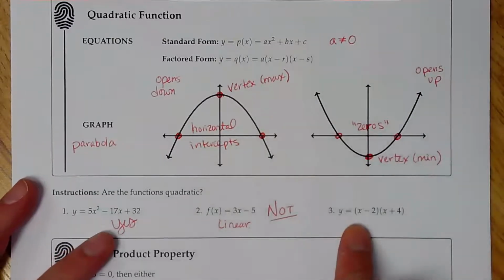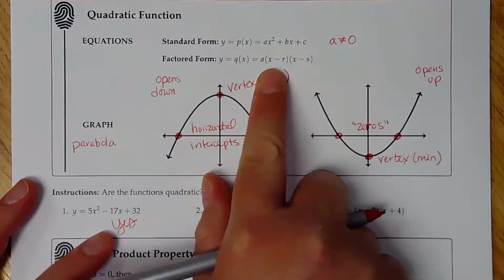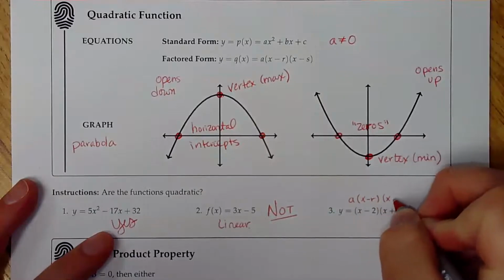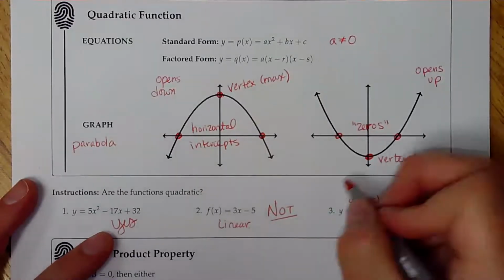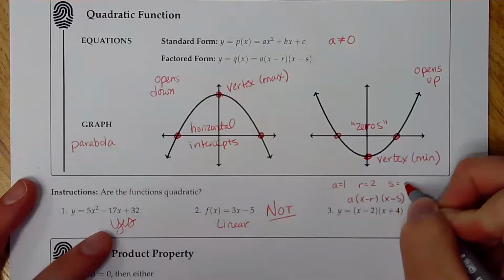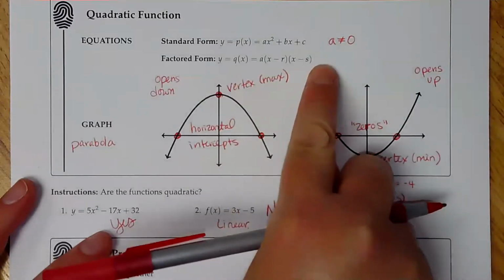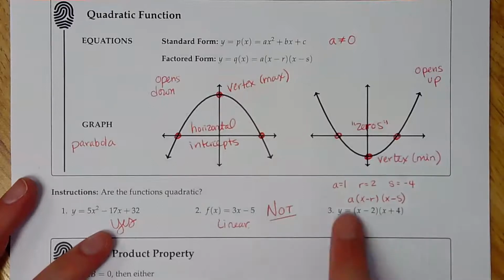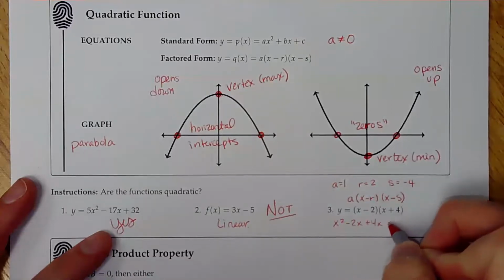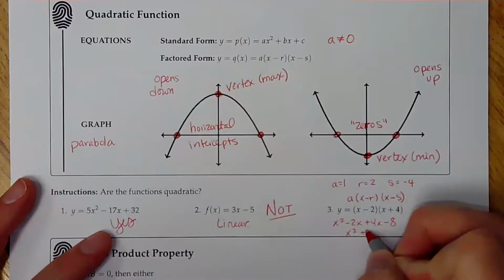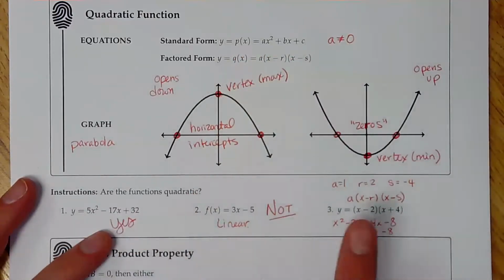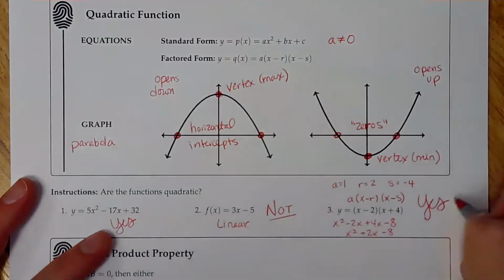And then we have one more. So this one actually appears to be in factored form. And if that's the case, I would have a times x minus r, x minus s. So it looks like maybe my a is a 1, my r is a 2, and my s is a negative 4. So that does fit this pattern here. Another way of approaching this would be to FOIL this out. So I get x squared minus 2x plus 4x minus 8. So x squared plus 2x minus 8, and that does fit this form here, and I have that x squared term, and it's my biggest power. So yes, this one is also quadratic.